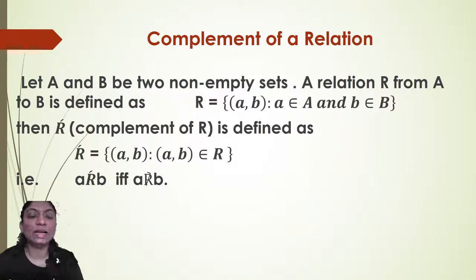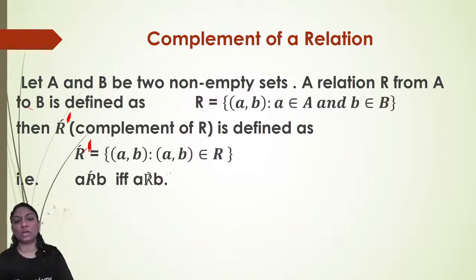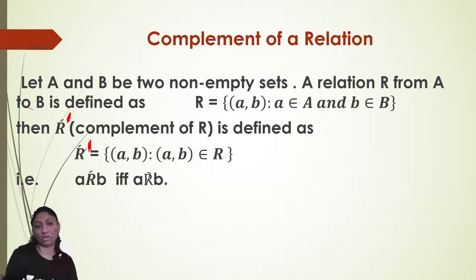Complement of a relation. Let A and B be two non-empty sets and a relation R from A to B is defined as R equal to {(a, b) such that a belongs to A and b belongs to B}. Then the complement of R is denoted by R dash. R dash is equal to {(a, b) such that (a, b) does not belong to R}. If a is related to b in R, then a is not related to b in R dash. And if a is not related to b in R, then a is related to b in R dash.